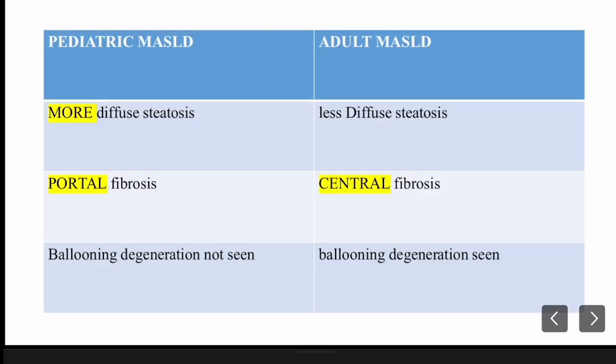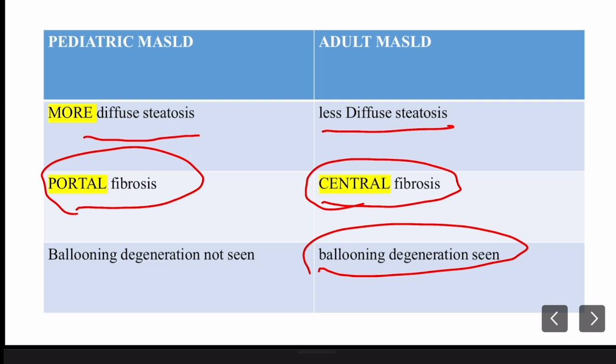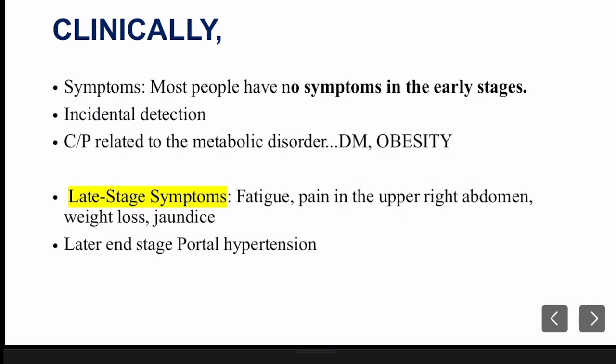Now MASLD is also becoming very common in the pediatric age group, considering the epidemic of pediatric obesity that is seen these days. So in pediatric MASLD, there will be more diffuse steatosis, while in adults it is less. Portal fibrosis will be seen more in pediatric MASLD, while we have studied that the fibrosis started centrally in adult MASLD. Now ballooning degeneration is seen in adult MASLD and it's not seen in pediatric. So you should know these differences.